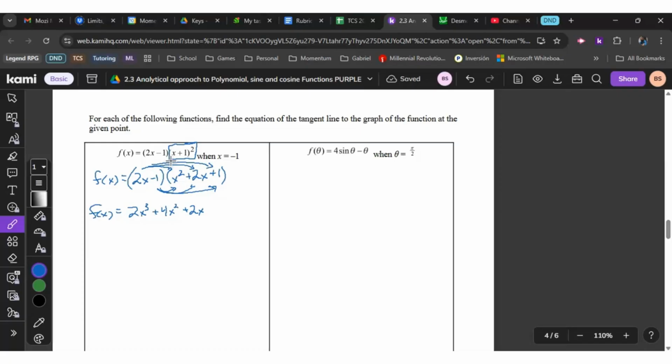Now the easy part is -1 times everything. Well, that just means I'm flipping the sign. So minus x squared minus 2x minus 1. Real easy when you multiply by 1 or -1.